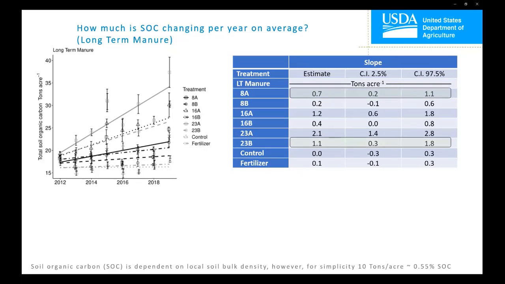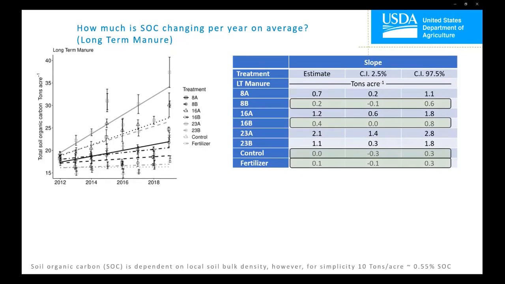This analysis indicates that applying at least 8 tons per acre annually or 23 tons per acre biannually will result in building soil organic carbon. The estimated slopes indicate that you will probably build soil organic carbon under lower application rates. However, as the confidence interval for these treatments included 0, we cannot be certain.